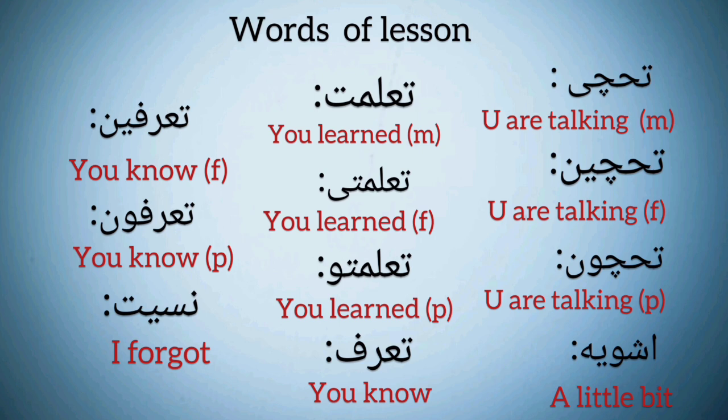أنت تعرف هذا العنوان. تعرف means you know, and هذا العنوان means this address. As you see, I used it for a place, but I can also use this for someone or something. تعرفين means you know, but this one is for female. And تعرفون means you know, but this one is for plural.